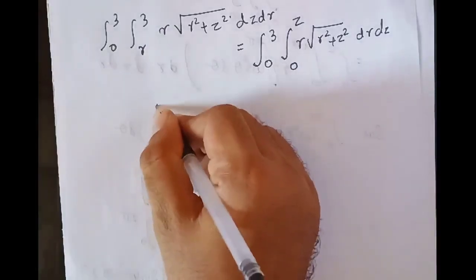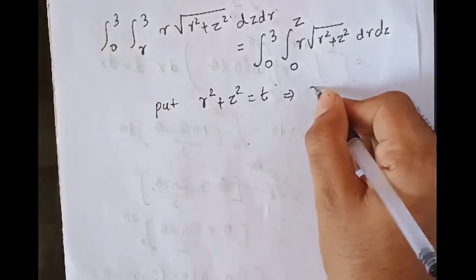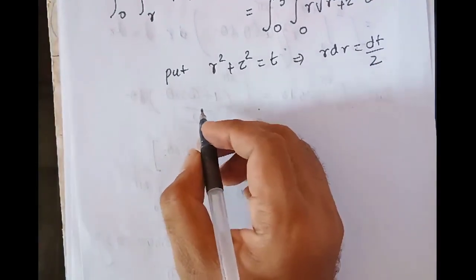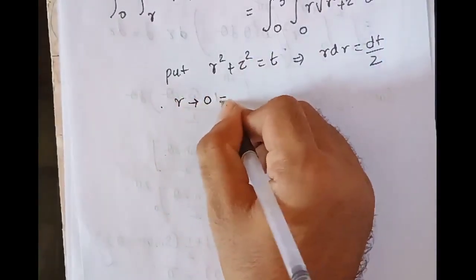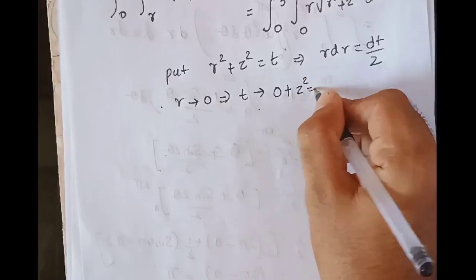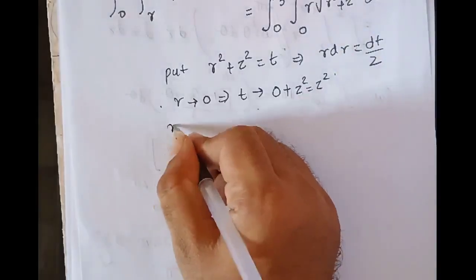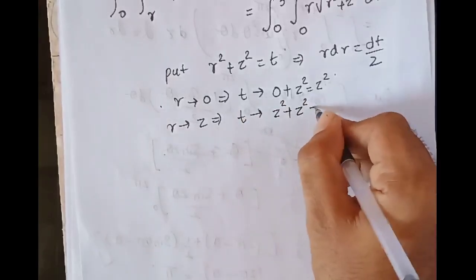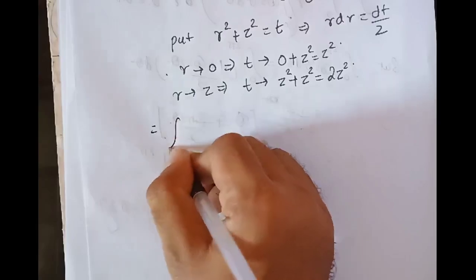Now what I will do is put r square plus z square as t. That implies r dr is dt by 2, and I have to change the limits also. When r goes to 0, t goes to 0 plus z square, which is z square. And when r goes to z, t goes to z square plus z square, that is 2z square.